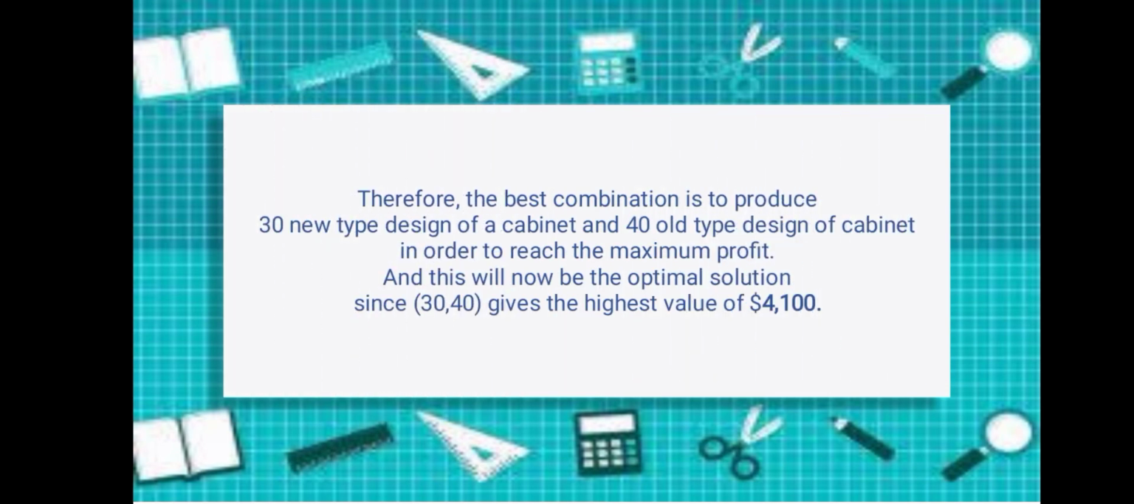So therefore, the best combination is to produce 30 of the new type design of cabinet and 40 of the old type, which is our y, in order to reach the maximum profit. And this will now be the optimal solution since the ordered pair of 30 and 40 gives the highest value of 4,100. So ganon lang ang pag-solve using the graphical method in LP problems.